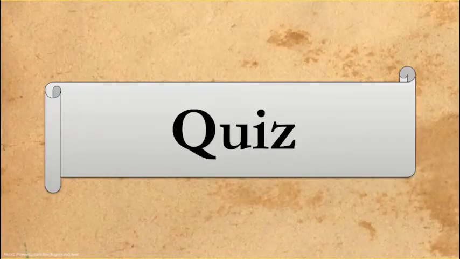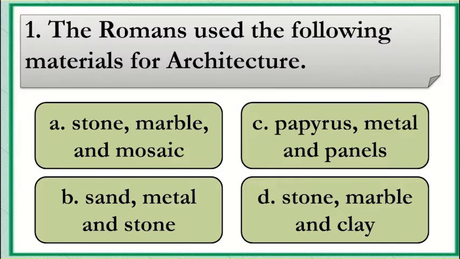Before we end our lesson, let's test your knowledge about our lesson today. Please read the questions and choose the correct answer. Number 1. The Romans used the following materials for architecture. Letter A. Stone, marble, and mosaic. B. Sand, metal, and stone. C. Papyrus, metal, and panels. D. Stone, marble, and clay.